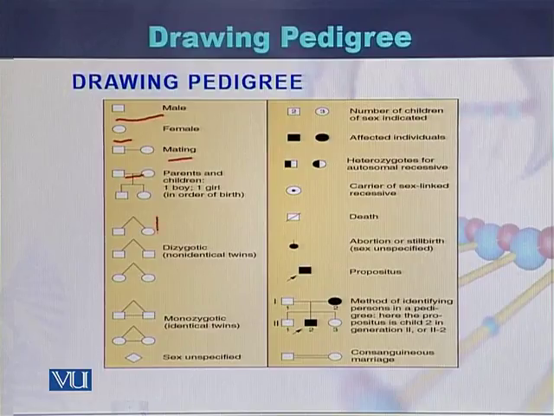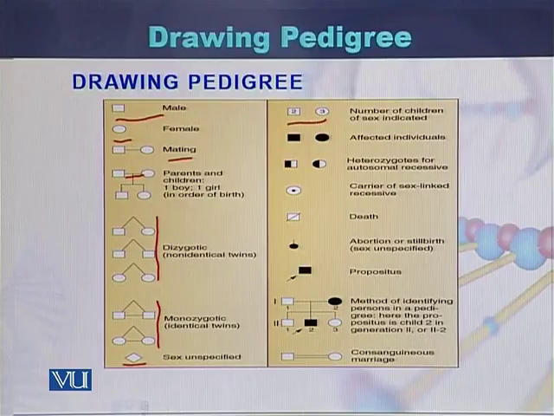These symbols represent dizygotic twins. These are the monozygotic twins, and this symbol is for sex unknown. Number of children can be written in this way. These are the affected individuals. If the female is affected, that will be shaded. If the male is affected, that will also be shaded.